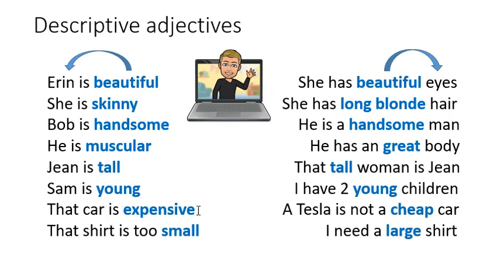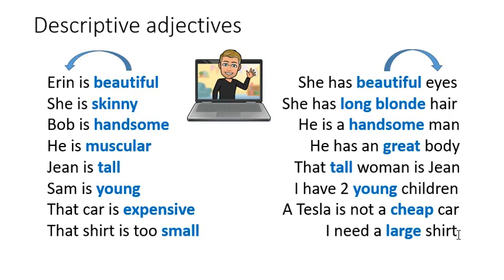That car is expensive. The word expensive is an adjective and it describes the word car. And the word expensive is used when I'm talking about the price of something. That shirt is too small. Small is the adjective and it describes the noun shirt. So that shirt is too small. We use the word small or its opposite, large, when we talk about the size, for example, of clothes.